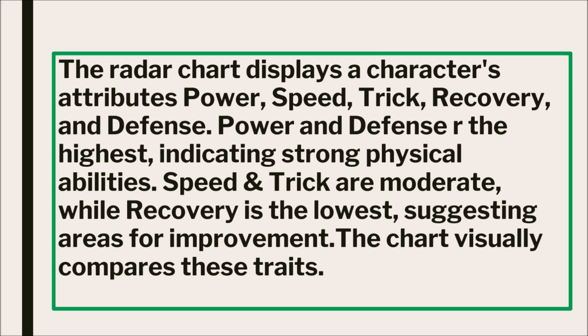The radar chart displays a character's attributes: power, speed, trick, recovery, and defense. Power and defense are the highest, indicating strong physical abilities. Speed and trick are moderate, while recovery is the lowest, suggesting areas for improvement. The chart visually compares these traits.